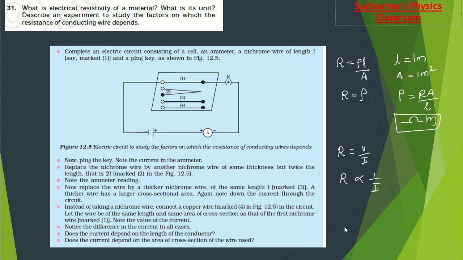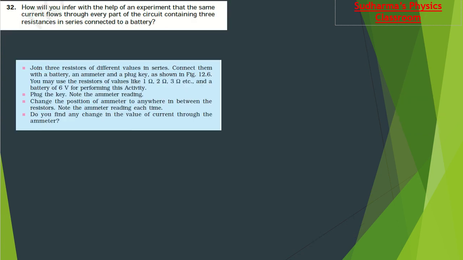So when you do this experiment, you will come to a conclusion that resistance is directly proportional to length and resistance is inversely proportional to area of cross section. Okay, here you can see, does the current depend on the length of the conductor? Yes. When the length is changed, current changed, that means the resistance changed. Okay, so this is the experiment to explain the factors affecting the resistance of a conductor. So take the textbook and read this experiment. Learn the diagram also, because there is a scope for a 5-mark question here.